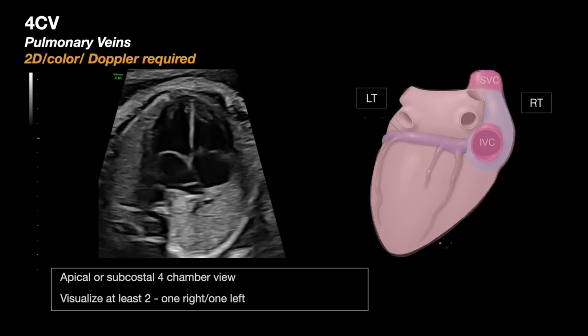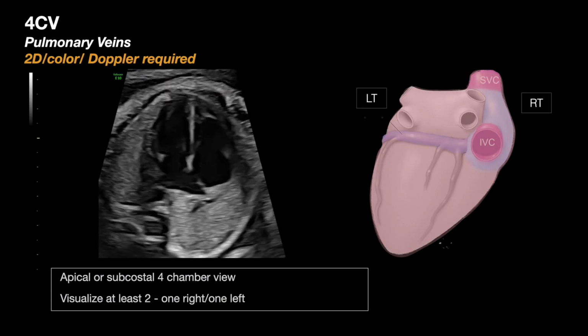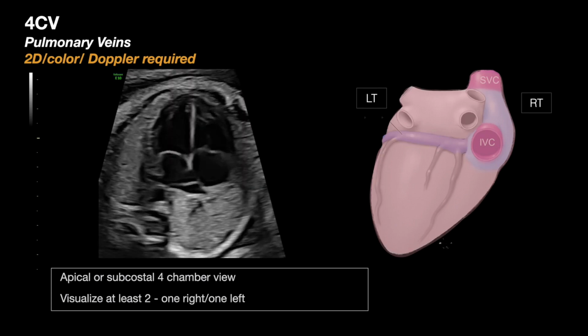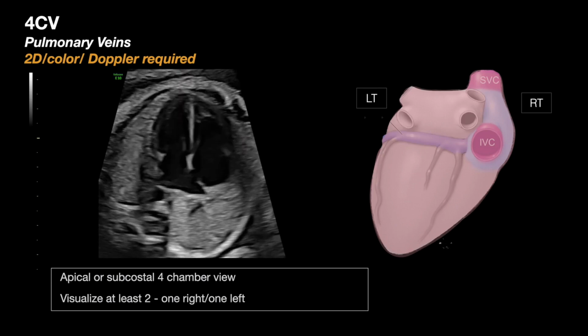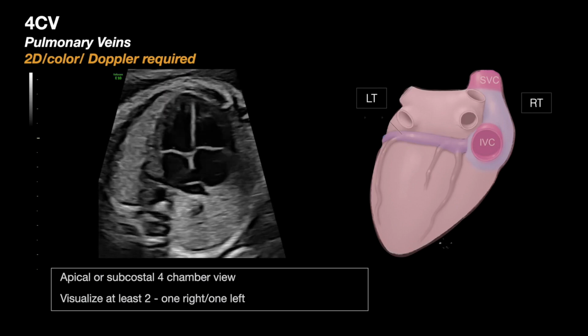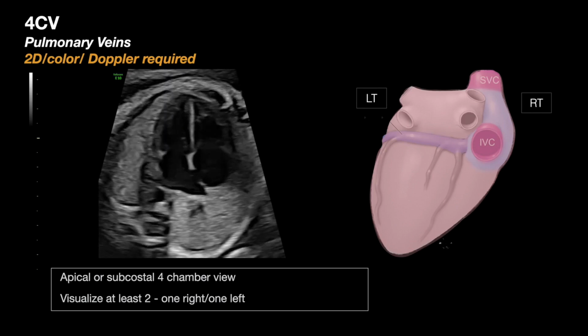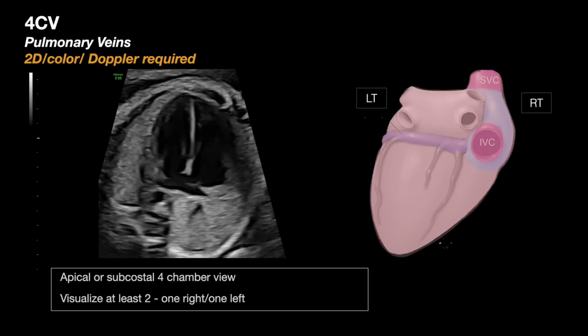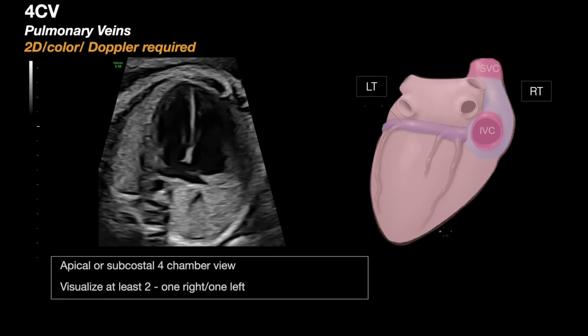Next, we're still studying the features of the four-chamber view, so I'm going to be looking for the pulmonary veins. So we want to see them in 2D, we need to look at them with color, and we need to Doppler them as well. So this can be done from looking at the four-chamber view in various planes. Apical or subcostal will work. You want to visualize at least two of them, one right-sided and one left-sided, to help you rule out any significant anomalous pulmonary venous return.